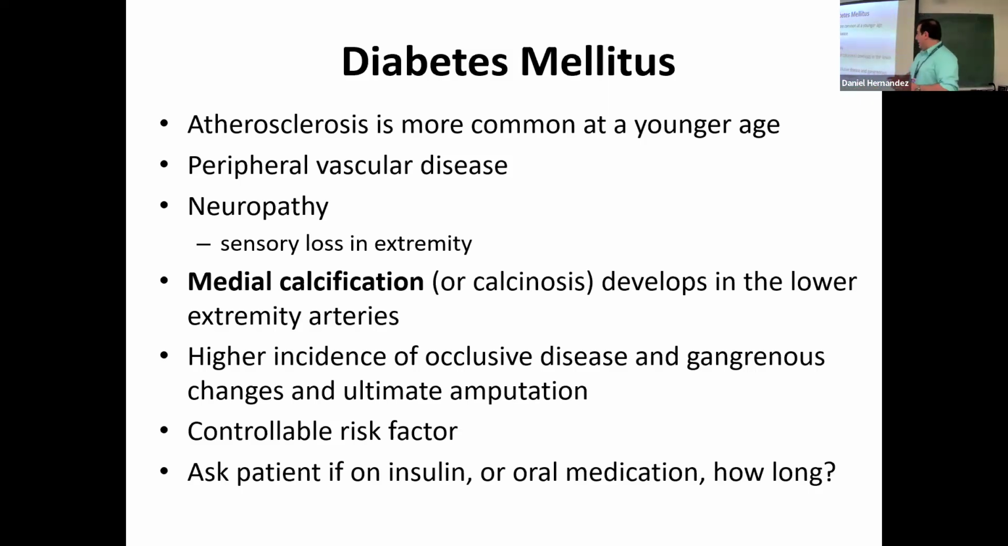Patients with diabetes have a higher incidence of occlusive disease, as well as developing gangrenous changes that ultimately lead to amputation. So unfortunately, diabetes is one of those very insidious diseases where, if you really don't take good care of yourself, it will lead to lots of complications. So this is also a controllable risk factor. With this, you want to ask the patient if they're on any insulin or oral medications, and how long they've been diabetic for.